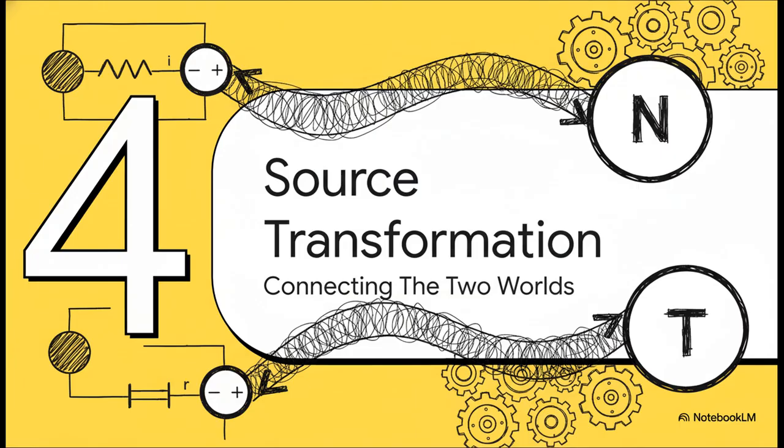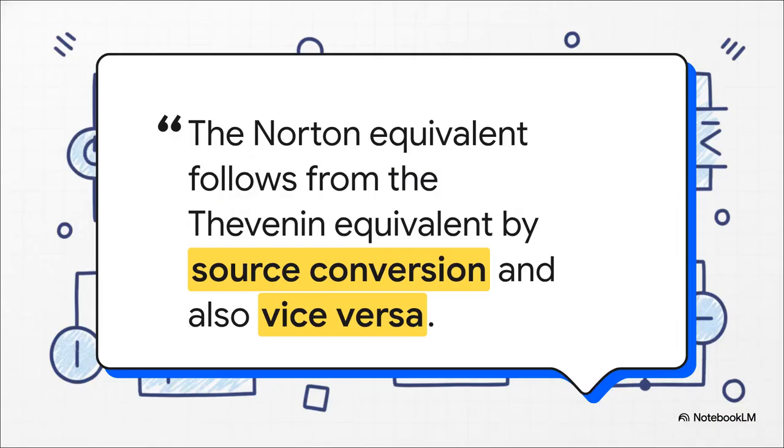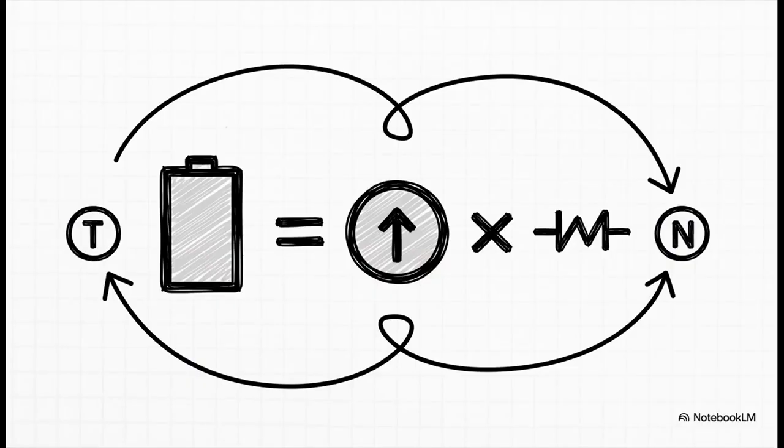But how do these numbers actually relate back to the Thevenin circuit we know and love? Well, this is the big aha moment. This is where we build the bridge connecting these two worlds. And one of our sources just says it perfectly. You can get from Thevenin to Norton, or from Norton to Thevenin, just by doing something called source conversion. Basically, you can think of them as two different languages that are describing the exact same thing. And this is the magic formula that lets us translate between them.